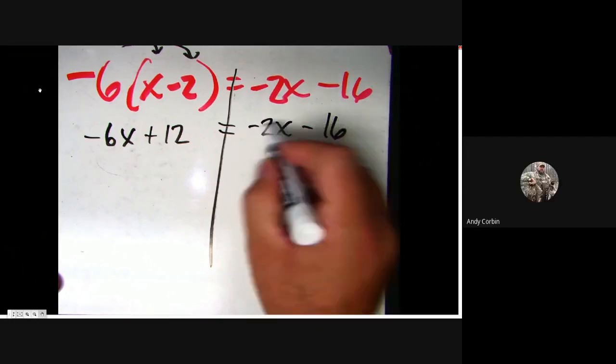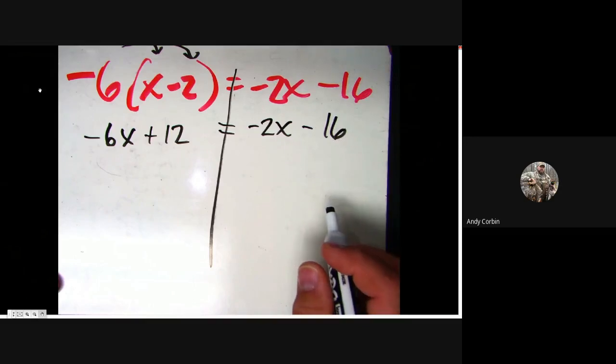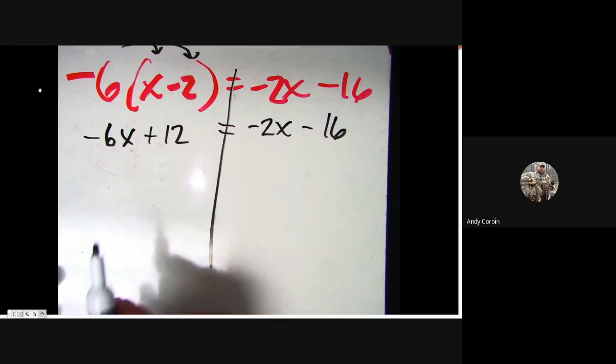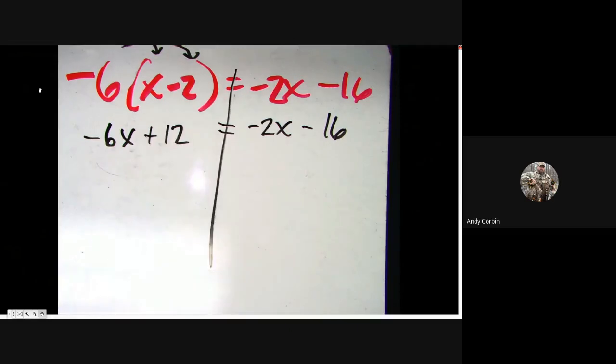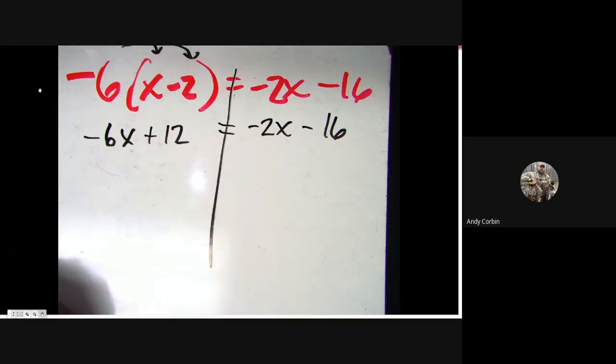These guys over here are just hanging out, aren't they? There's nothing going on with them yet. But now that we've got the distributive property out of the way, what do you see? What's the next step? Like terms. We do have like terms, but are they on the same side or on opposite sides?